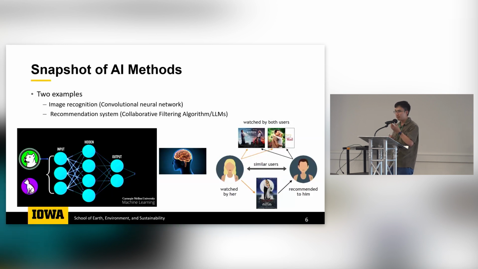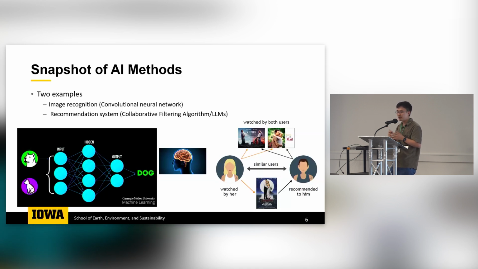Now we all know AI is very popular and it solves many problems, and we are also trying to use AI methods to solve the challenges in geophysics. Here are two simple examples related to our work. One example is using a convolutional neural network to do image recognition, for example telling you which one is a dog and which one is a cat. This kind of neural network can recognize them just like our brain.